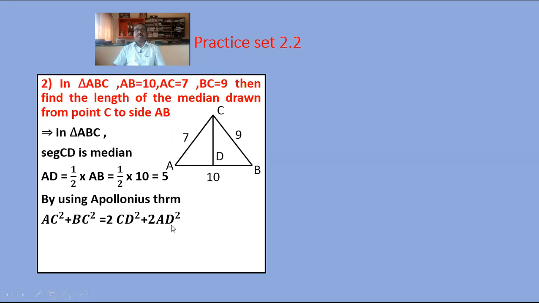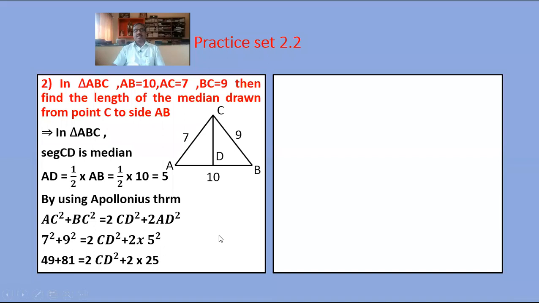2 times CD square plus 2 times AD square. Substitute the values. 7 square plus 9 square is equal to 2 multiply CD square plus 2 multiply 5 square. 7 square is 49 plus 9 square is 81 is equal to 2 multiply CD square plus 2 multiply 5 square is 25. 49 plus 81 is 130 is equal to 2CD square plus 50. 50 goes to the LHS side, then you get minus. 2CD square is equal to 130 minus 50. Then 2CD square is equal to 80.